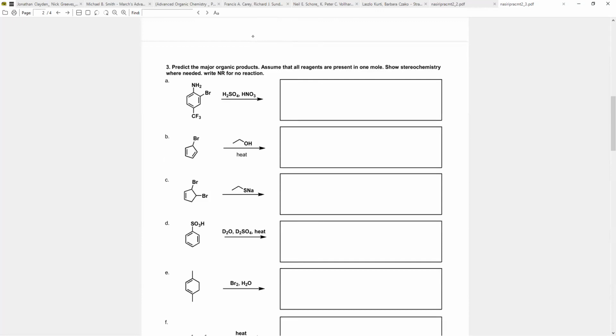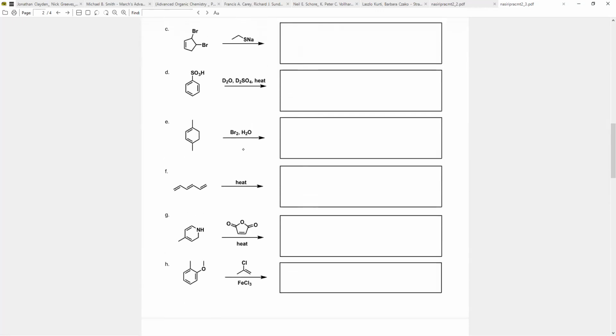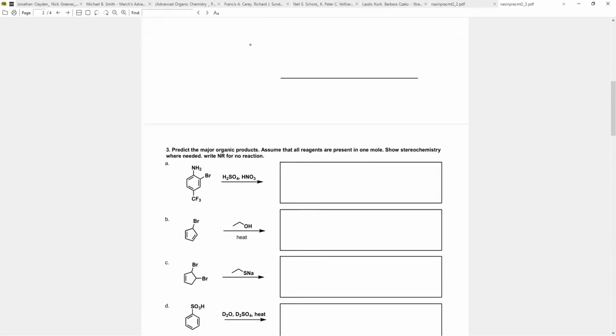Cool. All right, moving on to predict the products. So these were a little bit more difficult, but nothing too crazy. First one, we have an aniline, bromine, CF3. We're doing a nitration type reaction. So I imagine a lot of you guys instantly probably did something like this. You said, oh, the strongest activator is the NH2, so either here, here, or here. So the NO2 goes here.